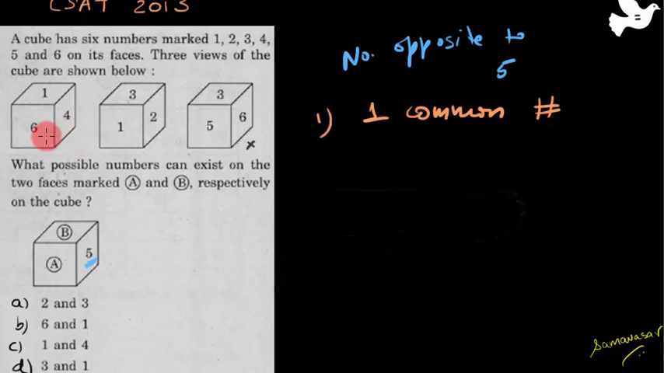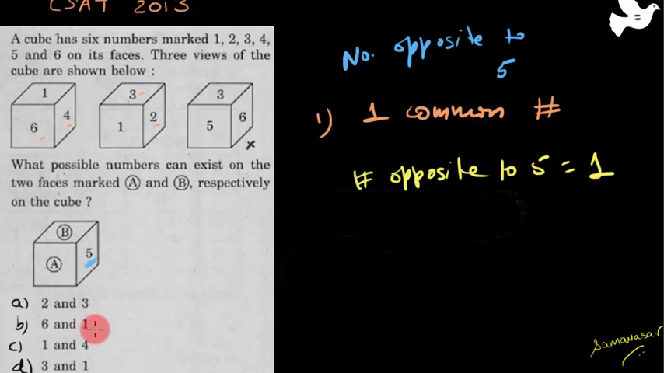Also, the other two numbers are different. So this is 6 and 4 and this is 3 and 2. So these are unique numbers. There is no other commonality. The only commonality is the number 1. So the number opposite to 5 is equal to 1.